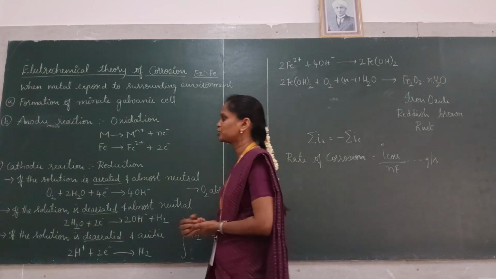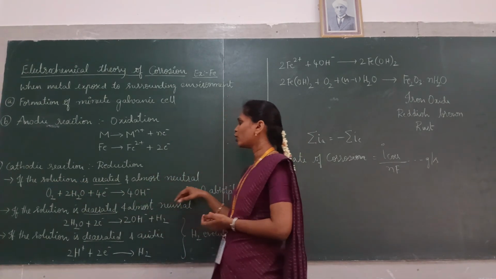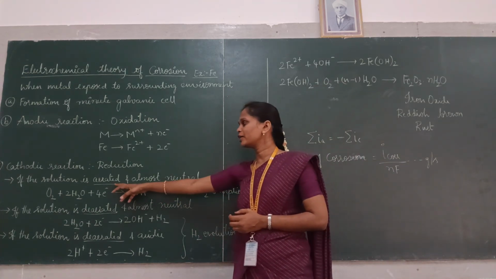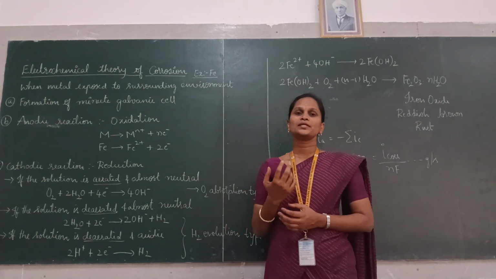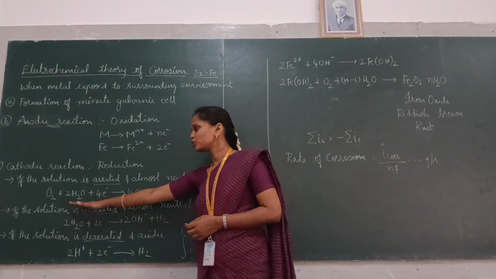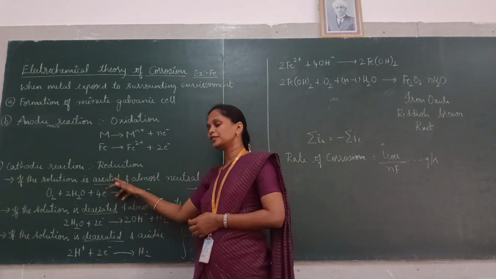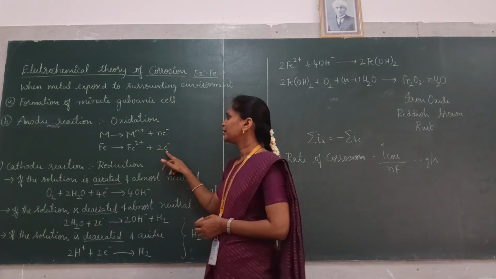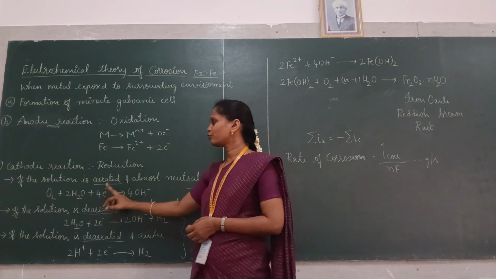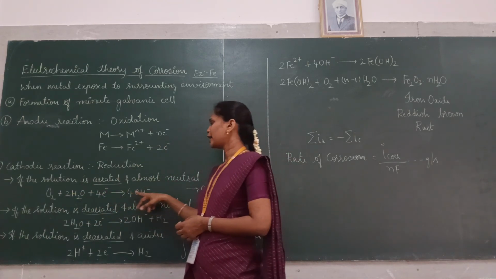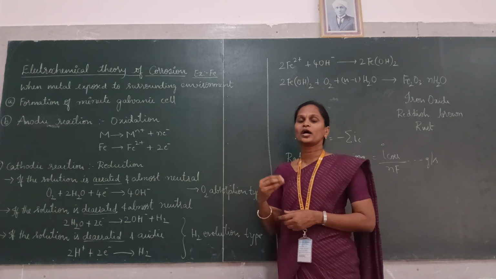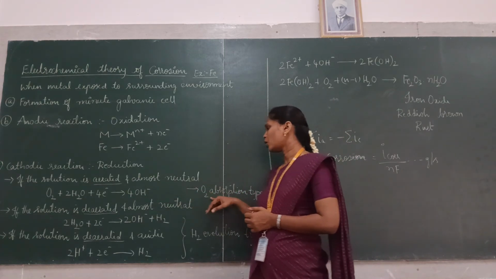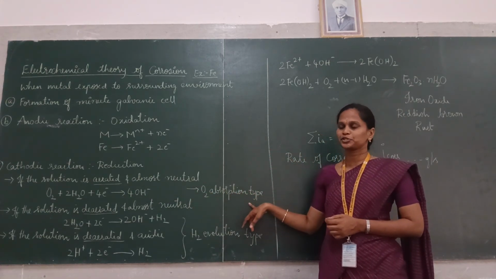The first condition is if the solution is aerated and almost neutral, that is, the surrounding environment around the metal has aerated conditions, meaning oxygen is present. So in your equation you use oxygen because the condition is aerated. Oxygen and moisture are present, and the electrons liberated at the anode are used for the reduction reaction. Due to this reaction you get hydroxyl ions, so hydroxyl ions are present on the cathode surface of the metal. This is called the oxygen absorption type of cathodic reaction.